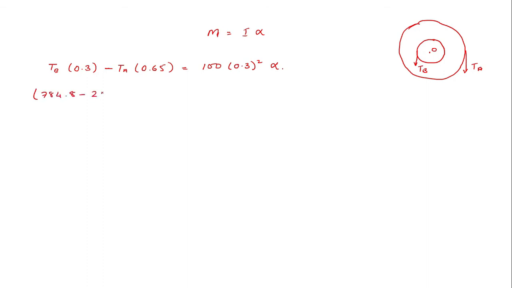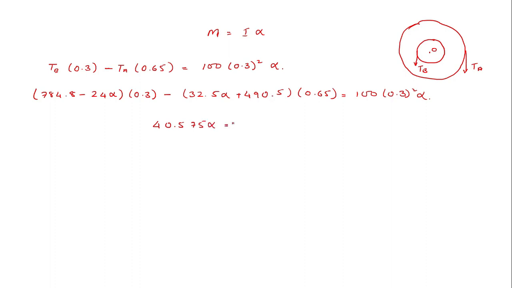784.8 minus 24 alpha into 0.3, minus 32.5 alpha plus 490.5 multiplied by 0.65. This is equal to 100 into 0.3 whole square into alpha. So if you solve this equation, you would get 40.575 alpha is equal to minus 83.385, or alpha is equal to minus 2.055 radians per second square.